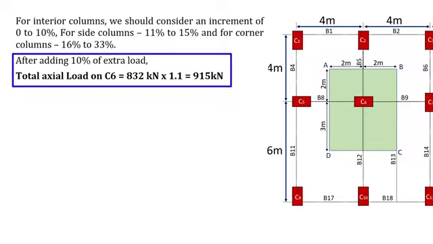After adding 10% of extra load to column 6, total actual load on column 6 will be equal to 832 into 1.1, which will be equal to 915 kN. So this was all about this lecture.